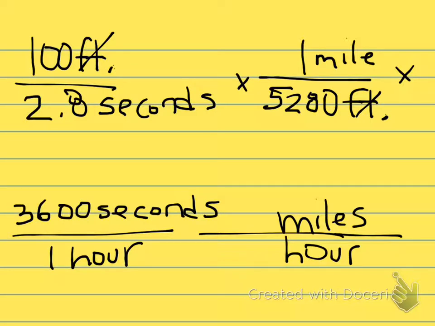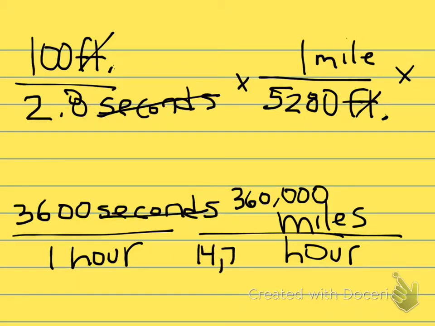But what this does is, since the seconds here are in the denominator and these are in the numerator, you can cross out the actual units. So you can see now we only have units of miles and hours, but now we just need to do the multiplication. So we have 100 times 1 times 3,600 is going to give us our answer for the numerator, which gives me 360,000 as my numerator. And then my denominator was 2.8 times 5,280 times 1.